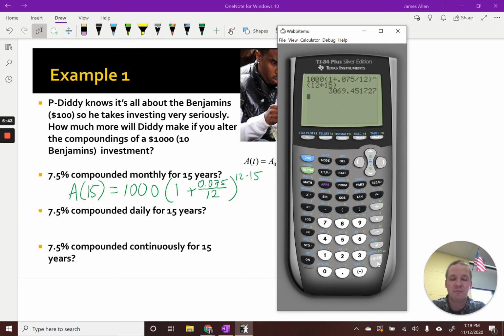Well, what's going to change in our formula? Now instead of compounding 12 times per year, we're compounding 365 times per year. So that 12 is going to change to a 365. So let's type that in.